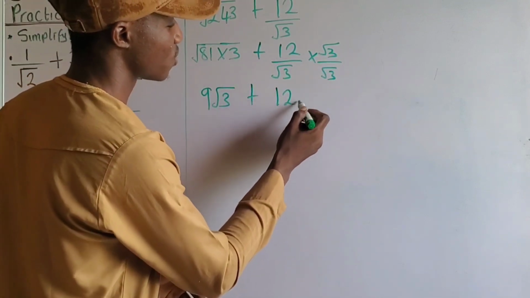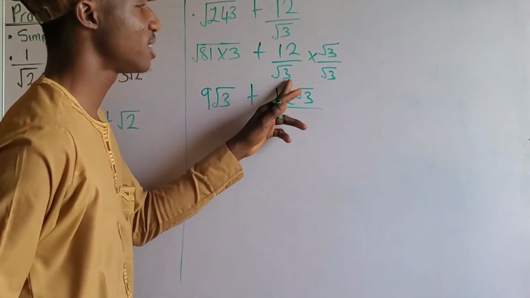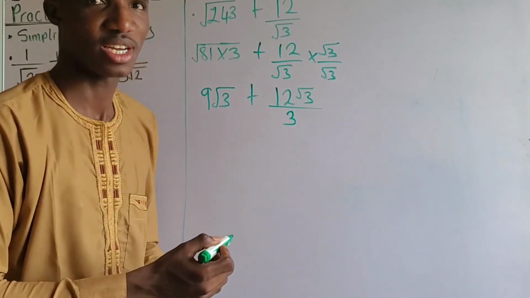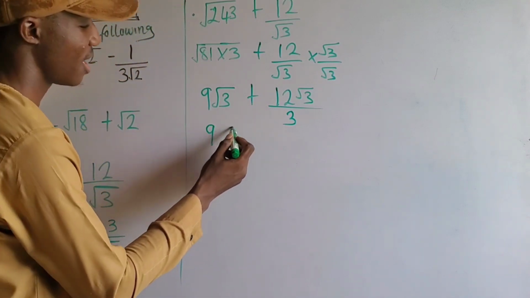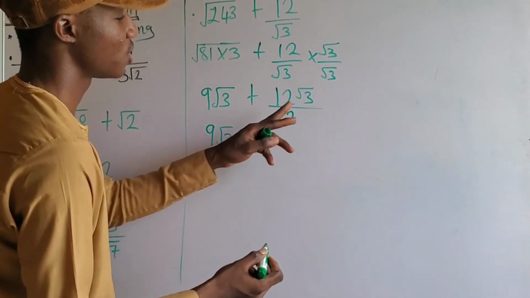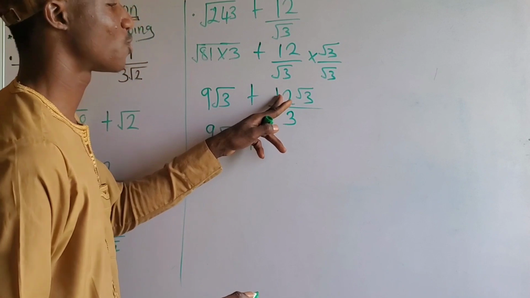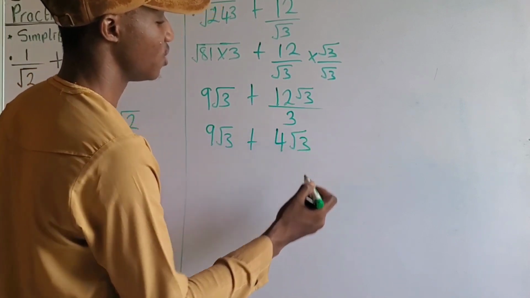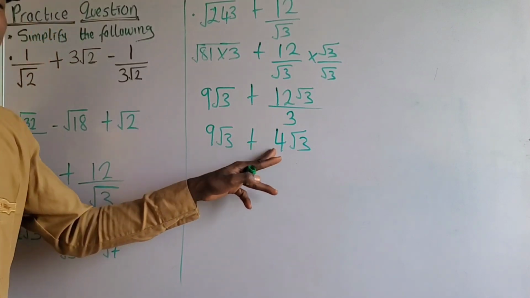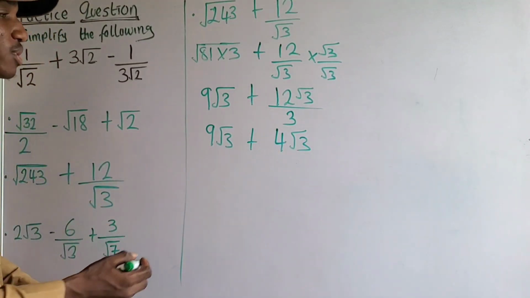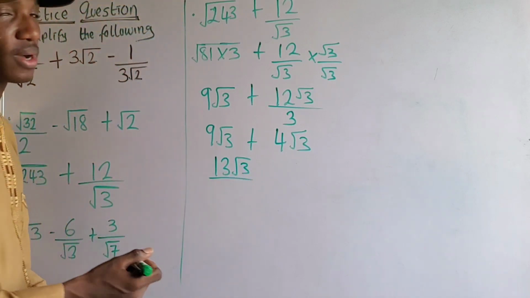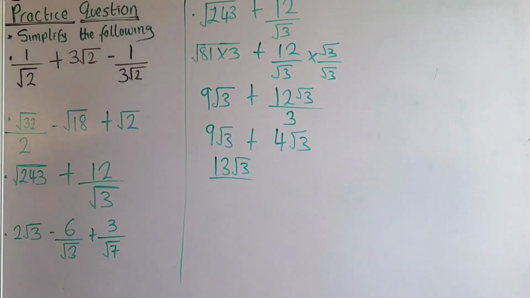12 times root 3, that is what? 12 root 3. And then root 3 times root 3, that will give us root 9. Square root of 9 is what? 3. Do you understand? Okay, so I'm going to have 9 root 3 plus, now 3 here, 12 divided by 3 will give us what? 4. I'm going to have 4 root 3. Do you understand? Okay, 9 root 3 plus 4 root 3, that will give us 13 root 3, which is the final answer.